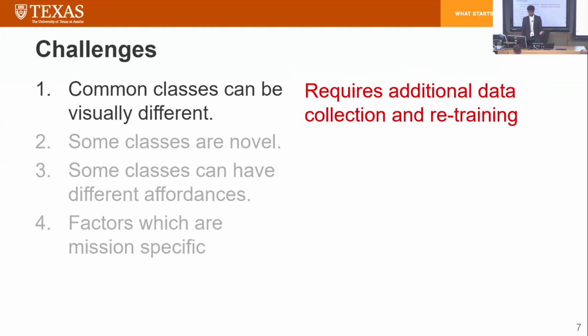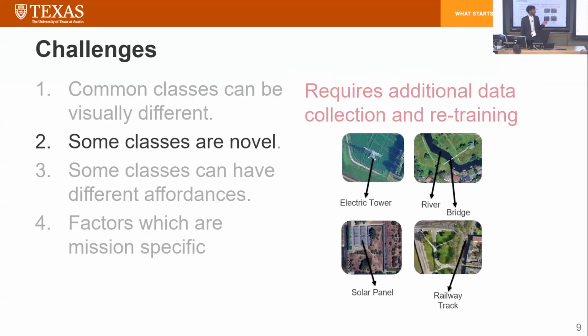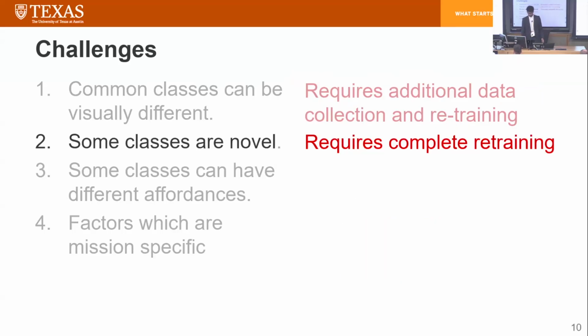Even if we solve this problem, we have the problem of classes which are very novel. Such as, suppose we want to avoid an electric tower, go through a bridge, go underneath the solar panels, or avoid the railway track. Do we just collect more data for this and do a complete retraining?